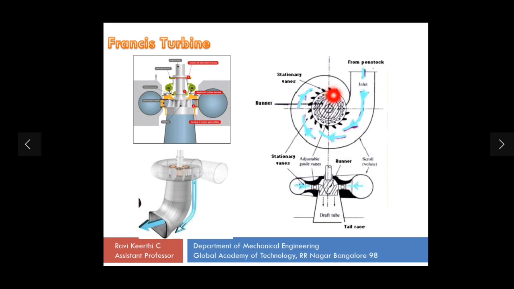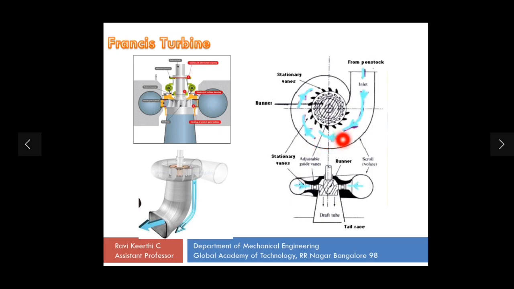So these guide vanes guide the water at a particular inclination where it hits the runner blades, where the maximum centrifugal force is produced on these runner blades. So because of the maximum or the resultant centrifugal force, this rotates at greater speeds, and the power is developed at the end of the crankshaft or at the end of the shaft here.